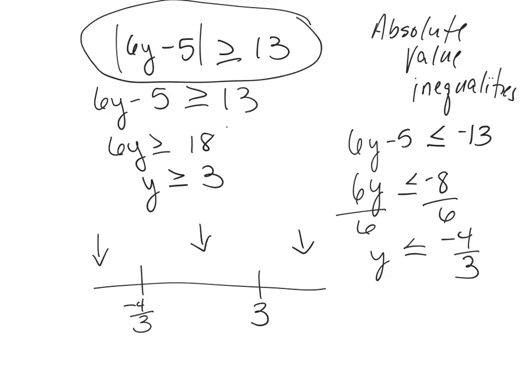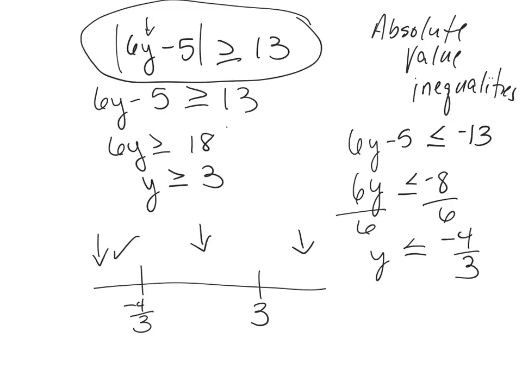What is a number below negative 4/3? Negative 2. Negative 2 is correct. So what is 6 times negative 2 up here? Negative 12. Negative 12 minus 5? Negative 17, right? What's the absolute value of negative 17? Absolute value of a negative number is? 17. Is 17 bigger than 13? Yep. So this is going to be a yes.